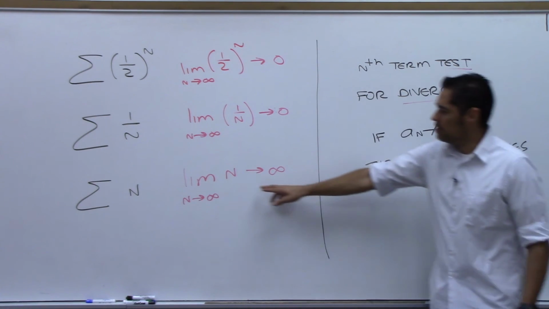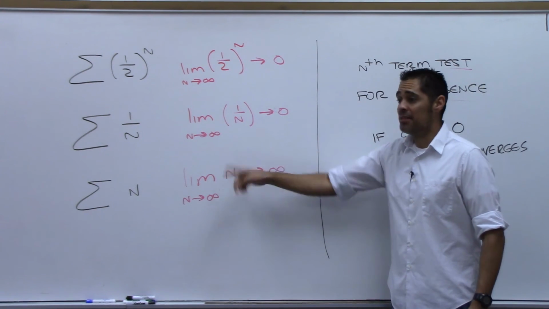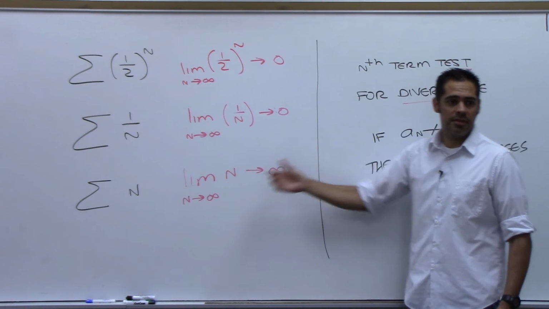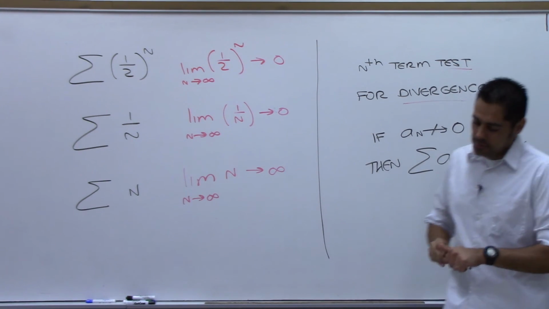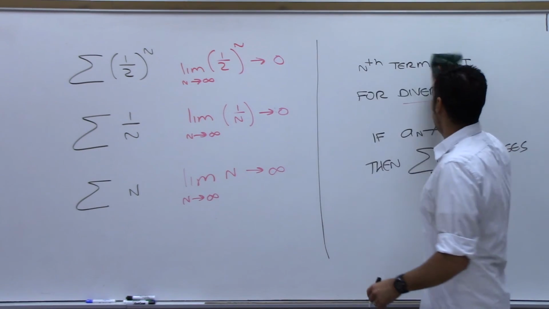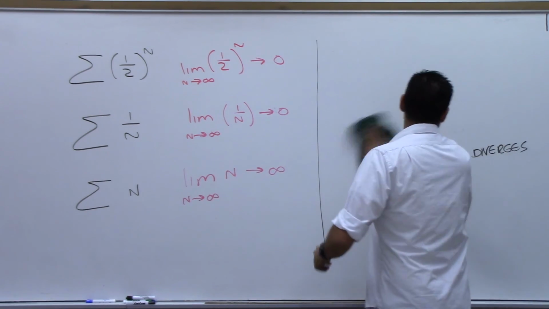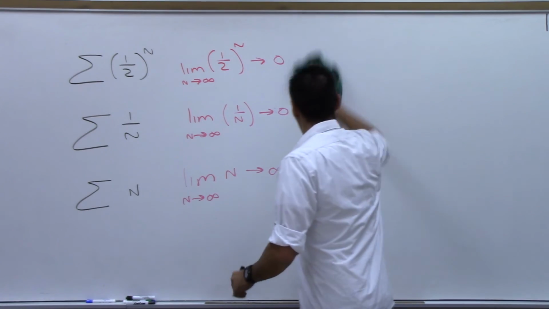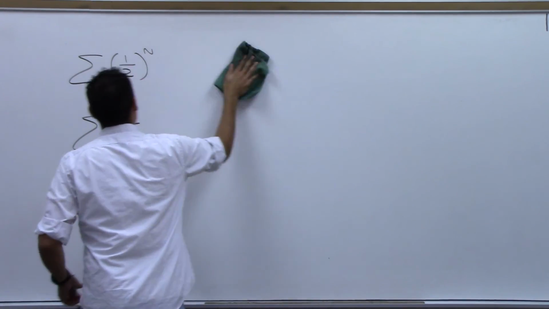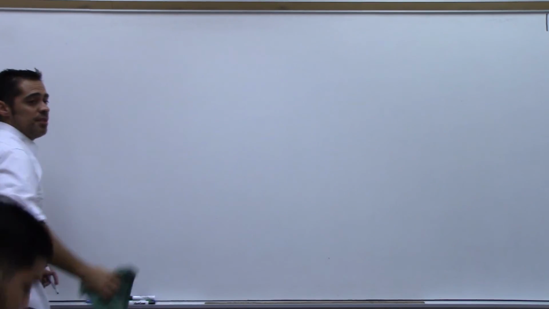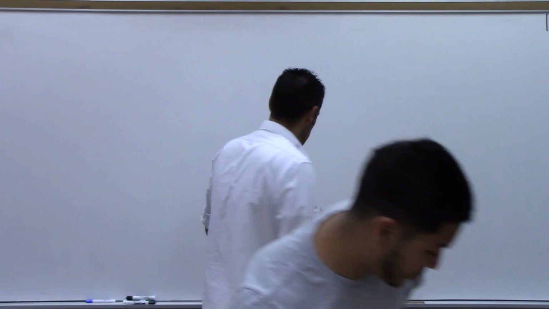Look at this one. Does that go to 0? No, that diverges for sure, because then I can apply the test. All right, so the nth term test is the first test that we run. If it goes to anything other than 0, you're done.